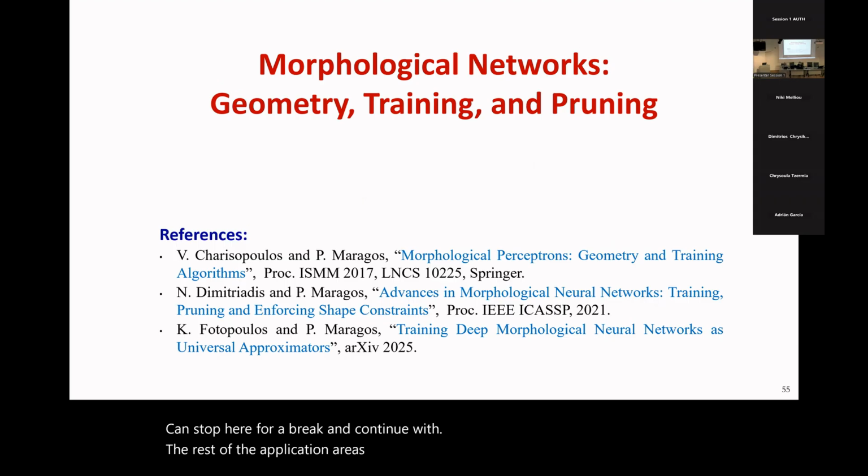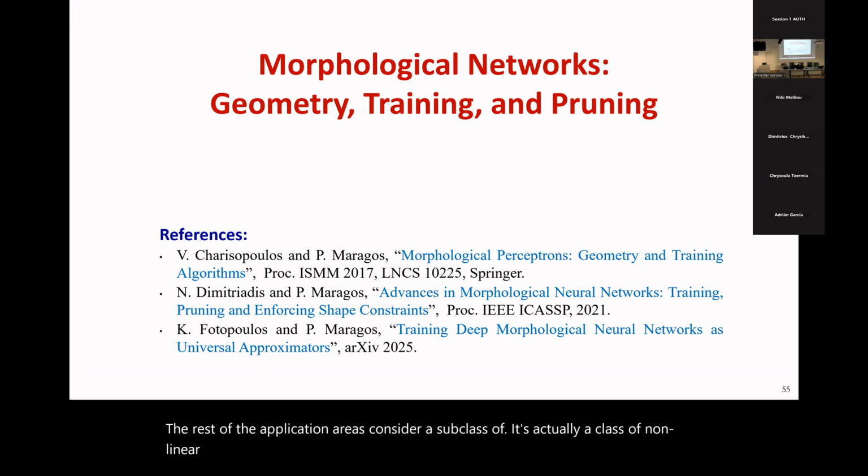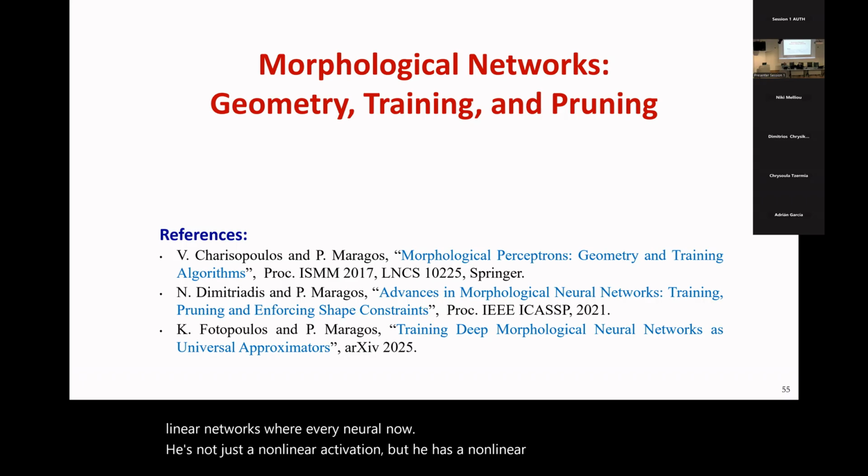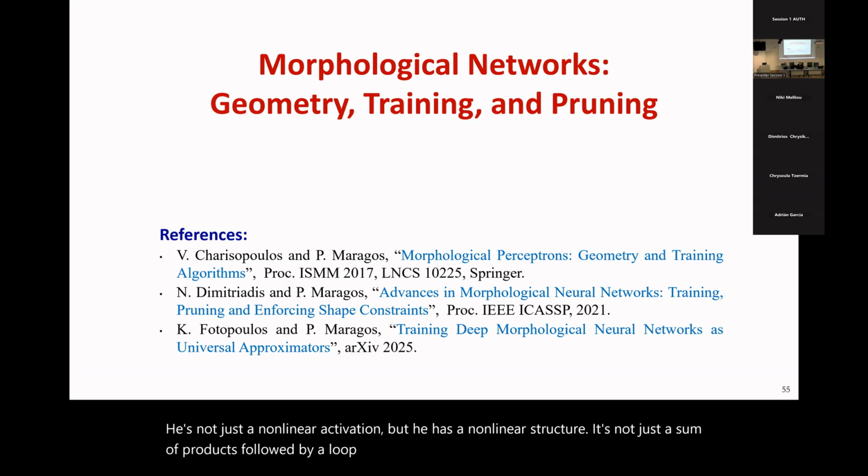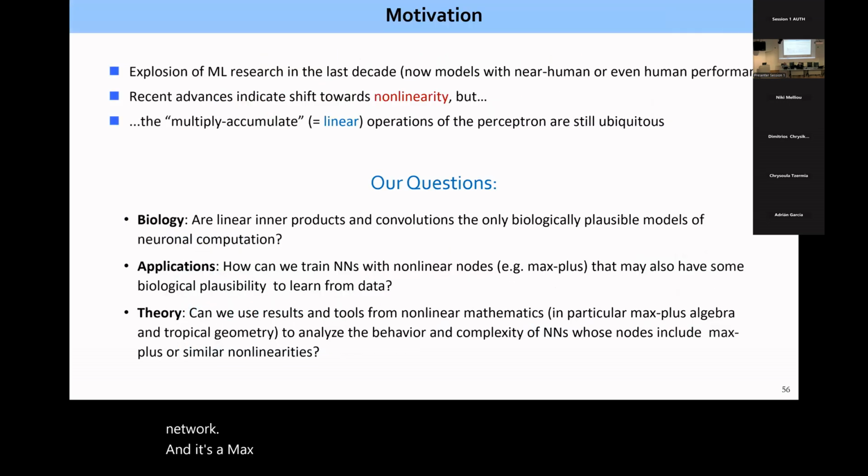Consider a class of nonlinear networks where every neuron now has not just a nonlinear activation, but has a nonlinear structure. It's not just a sum of products followed by a ReLU or a max-out unit. It's structurally nonlinear, and it's a max plus function. And before leaving for the break, I will just leave you with 3 questions.